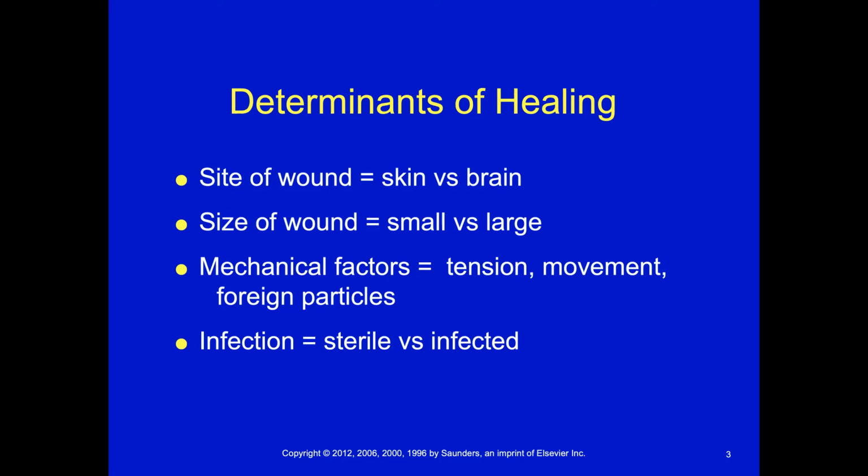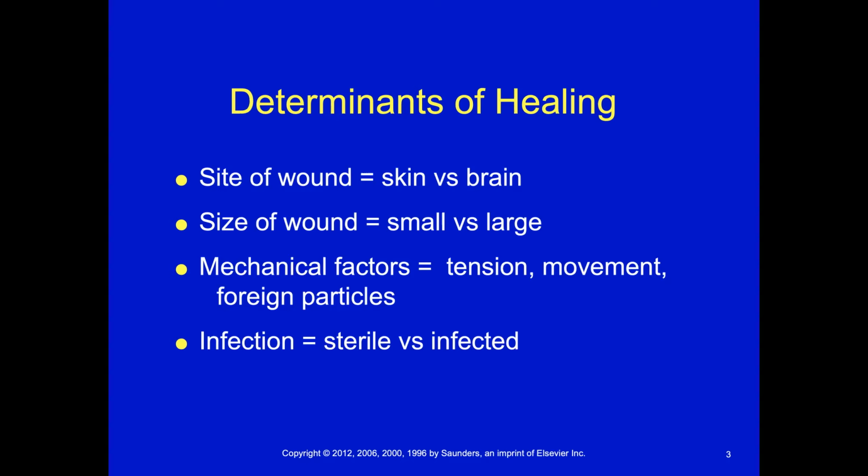Small ones will heal better and faster than large ones. Mechanical factors are certainly an issue. Tension, that is the amount of pulling forces put on the wound, is going to be a factor. If the wound is in an area that gets a lot of movement, like let's say on your shoulder, and then certainly if there's the presence of any foreign particles that have gotten embedded in the wound, all those things are going to delay the healing process.